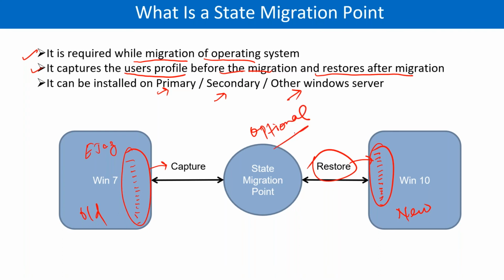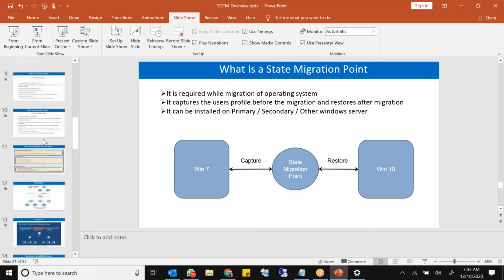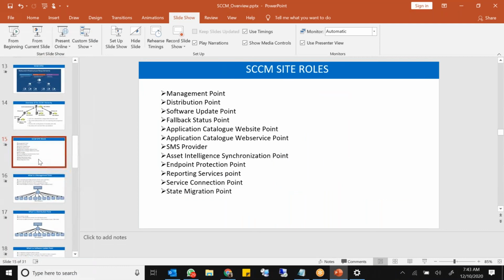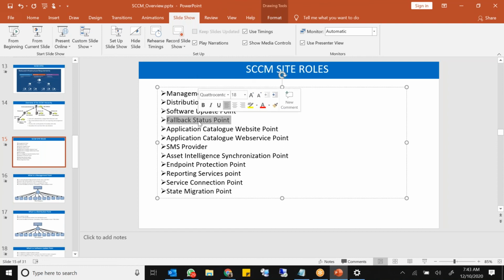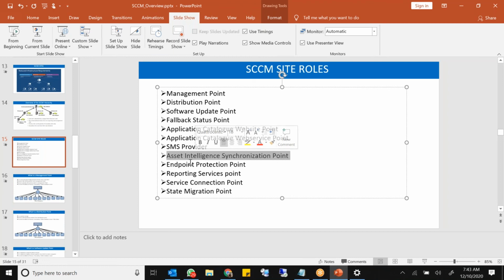Okay? Any question, guys? It will be used only at the time of migration. If you don't need migration or you don't need to capture, you don't need to install this. Simple. So today we talked about site roles, guys: management point, distribution point, software update point, fallback status point, SMS provider, asset intelligence, endpoint protection, reporting services, service connection point, and state migration point.